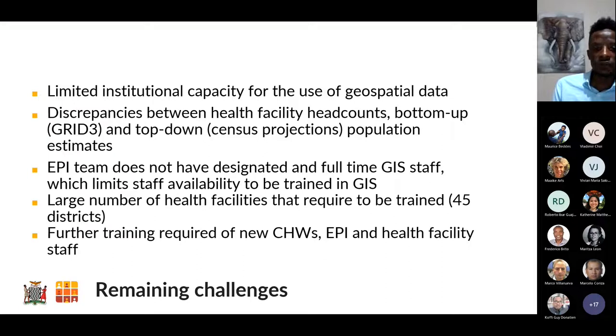And we look to get better in terms of more recent census statistics. Then the EPI team does not have designated GIS staff. I already talked about this one. So we are providing support as Grid 3 in terms of GIS, and other partners are also providing support to the EPI. Then there's a large number of facilities that require to be trained, and there is a limit on how many staff can be available from Grid 3 to be practically on the ground. Then also further trainings that are required are remaining challenges. Next slide, please.